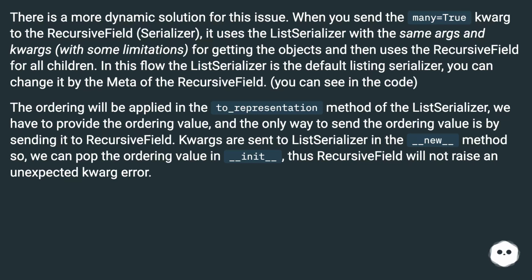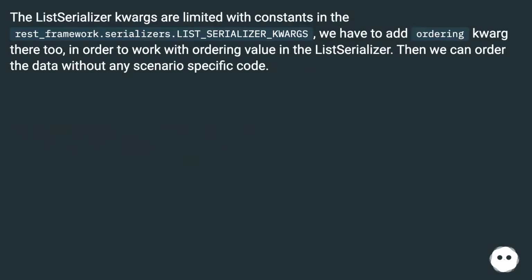__new__ method, so we can pop the ordering value in __init__. Thus the recursive field will not raise an unexpected kwarg error. The list serializer kwargs are limited with constants in the rest_framework.serializers.LIST_SERIALIZER_KWARGS. We have to add the ordering kwarg there too, in order to work with the ordering value in the list serializer. Then we can order the data without any scenario-specific code.